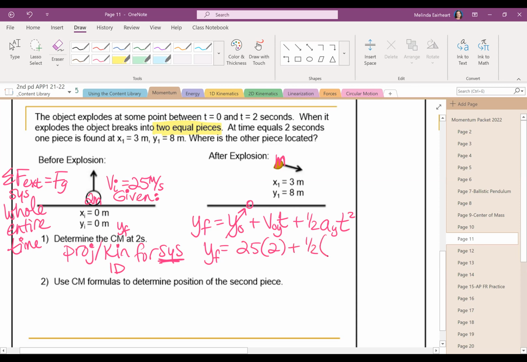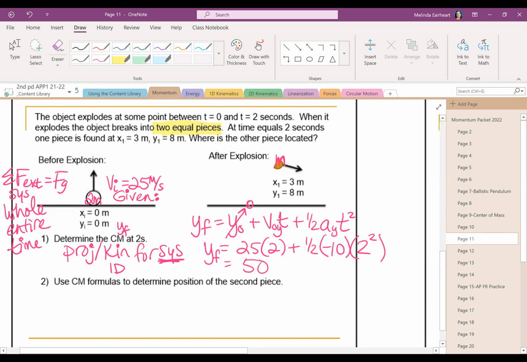What's the acceleration on the system? Negative 9.8 or negative 10. Why negative? Ms. Earhart, with energy, you were just using 10. Remember, it's moving up, but gravity's acting down. Kinematics is a vector. Okay. And then 2 seconds again, don't forget to square that one, not both, just square that one.